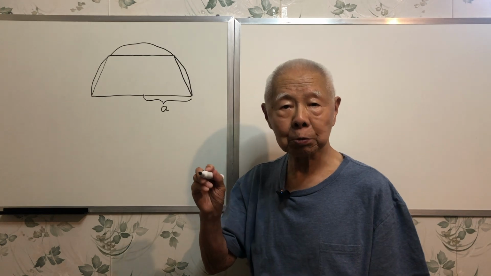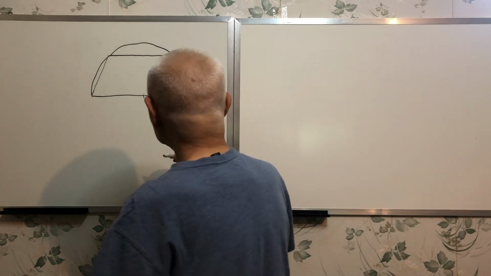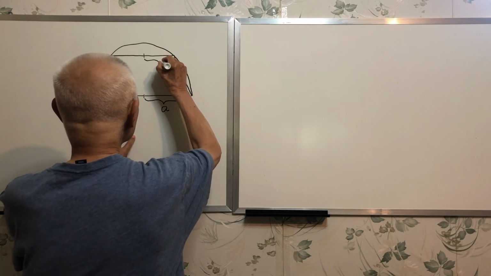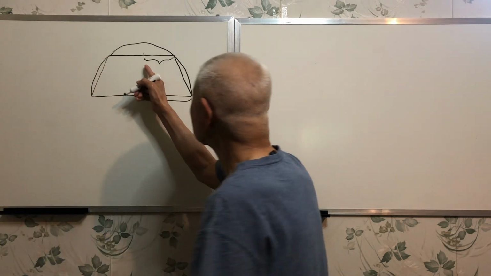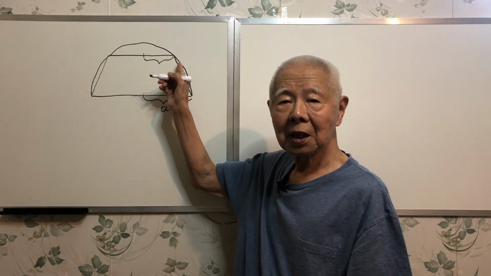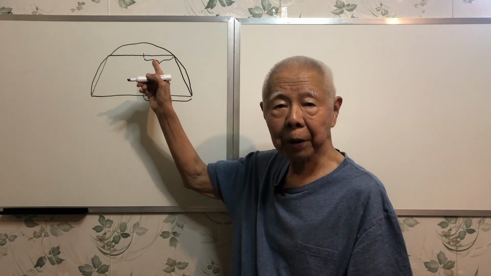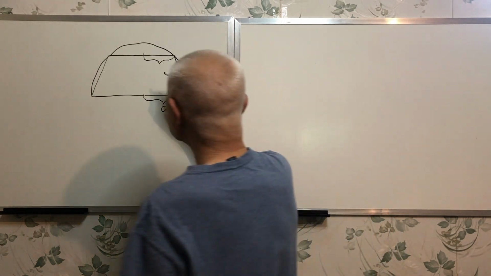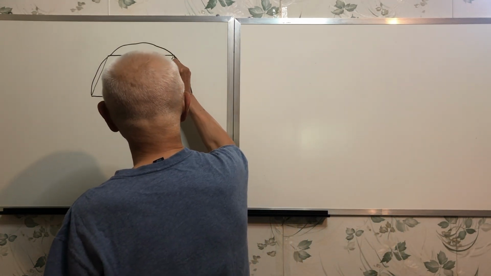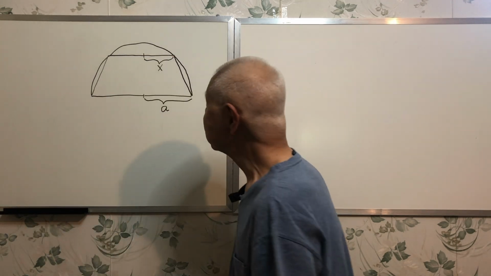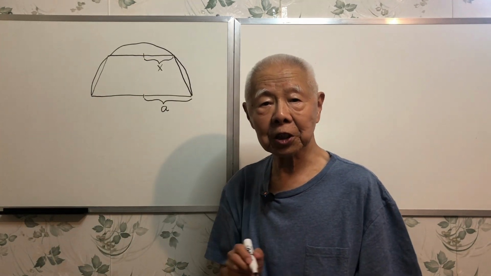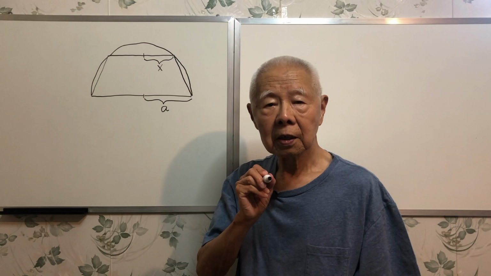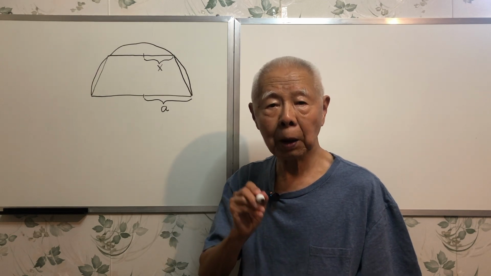I need some variables. Let me call the half of the top base, the top side, a variable x. So once I have this, I can write down the formula for the area of a trapezoid.